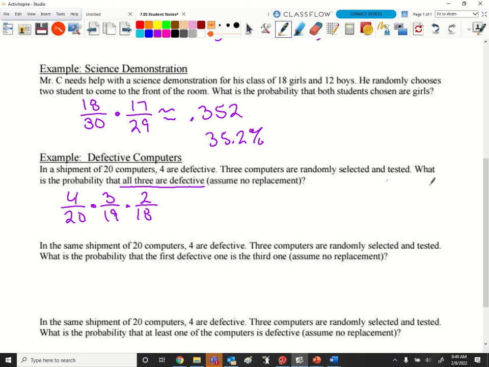So you are calculating this in your calculator. Plugging it in. Getting some answers.